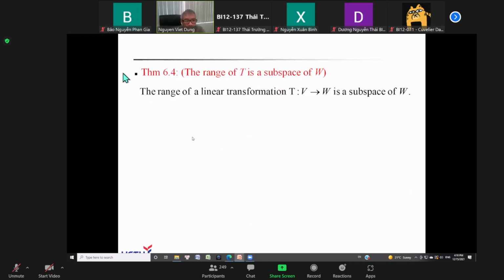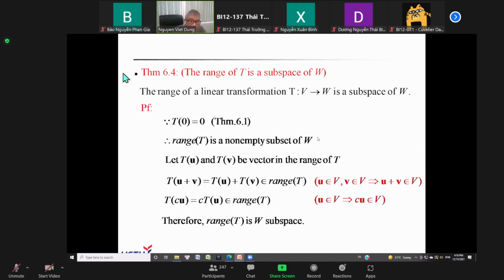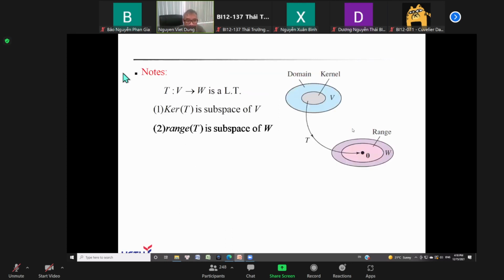Again, we have that the range of T always lies in the codomain W. And our observation says that the range of a linear transformation T is a subspace of the codomain. It is a subspace of the codomain. And again, it is explained in the slide. You need to read it by yourself. And it is illustrated in the picture like here.